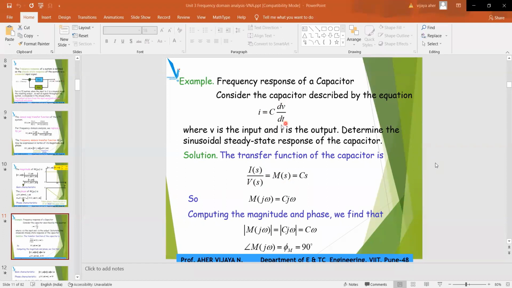Now take the Laplace transform of this term, C into dV by dt. C is a constant, so C as it is, into V of S, which we have taken on this side. dV by dt is remaining. The Laplace transform of dV by dt is nothing but S. So you can write it like this: capital C into dV by dt into V of S.